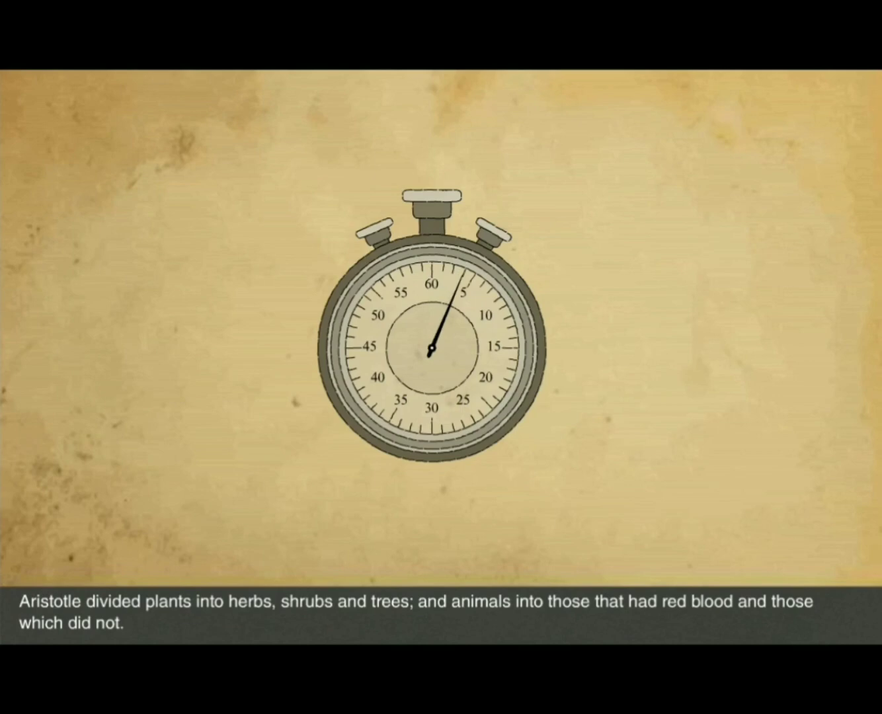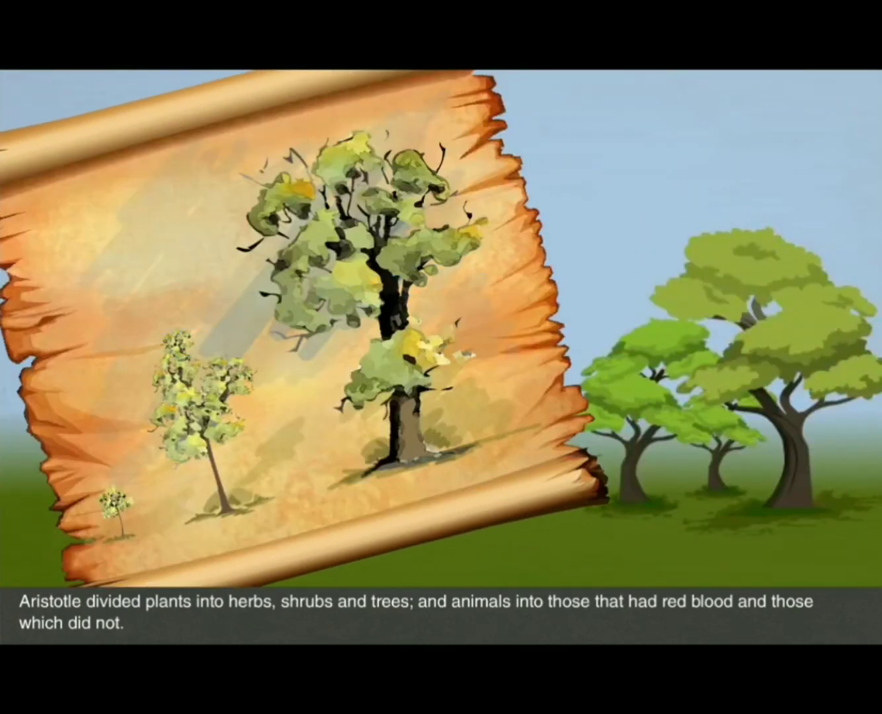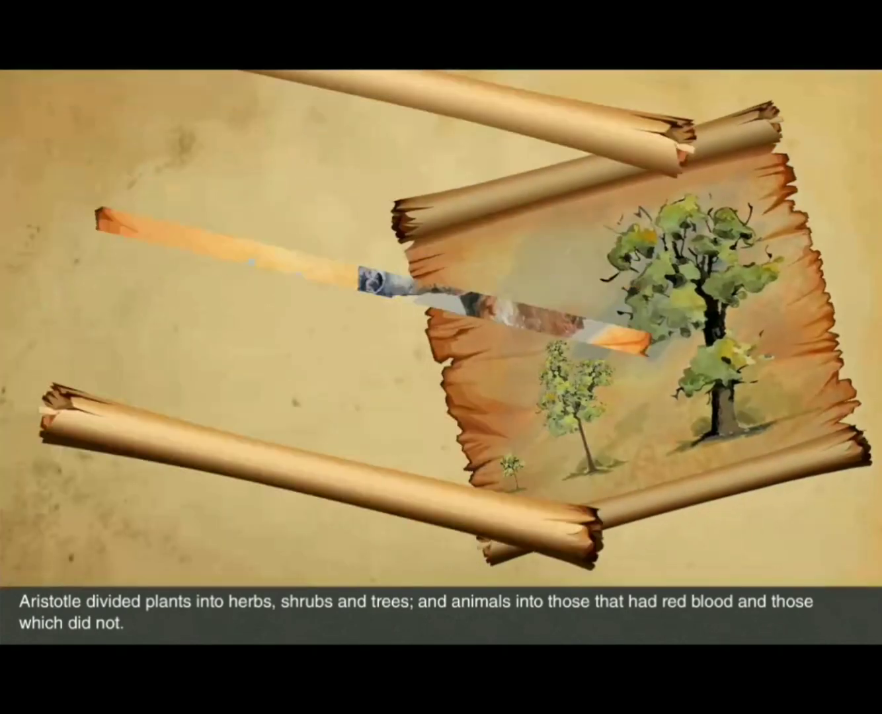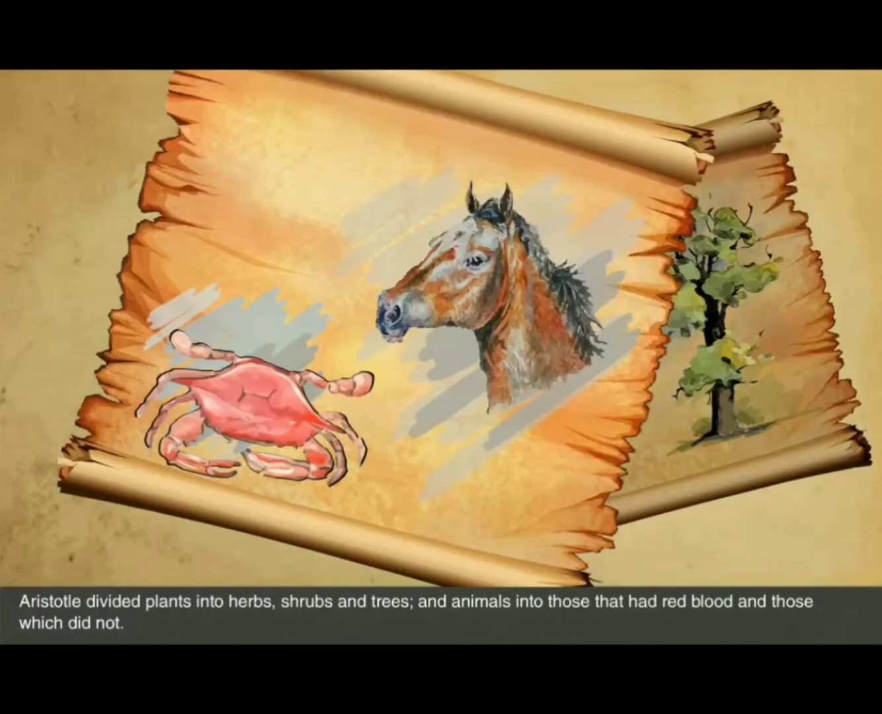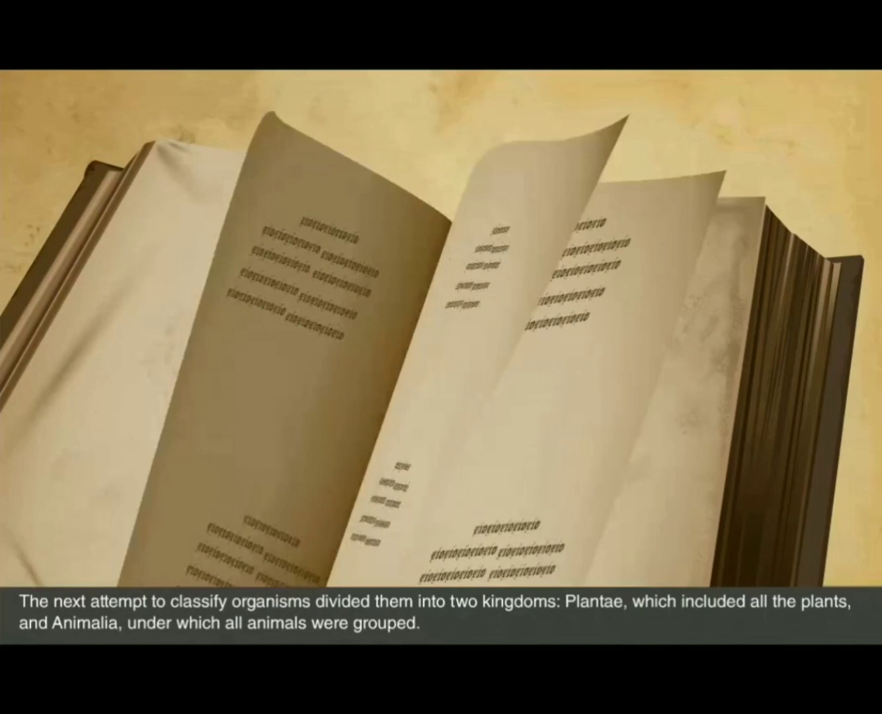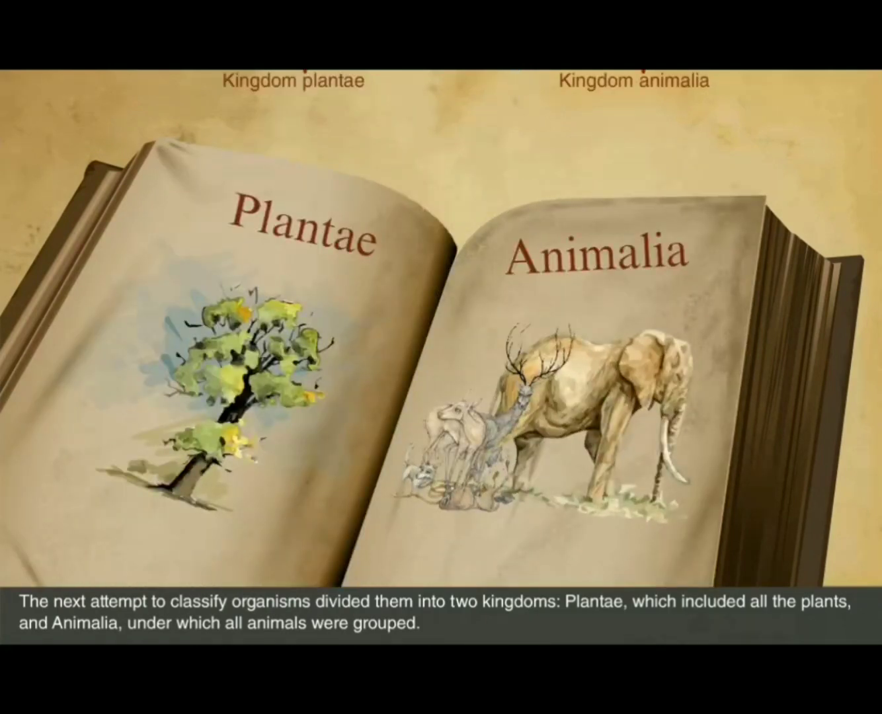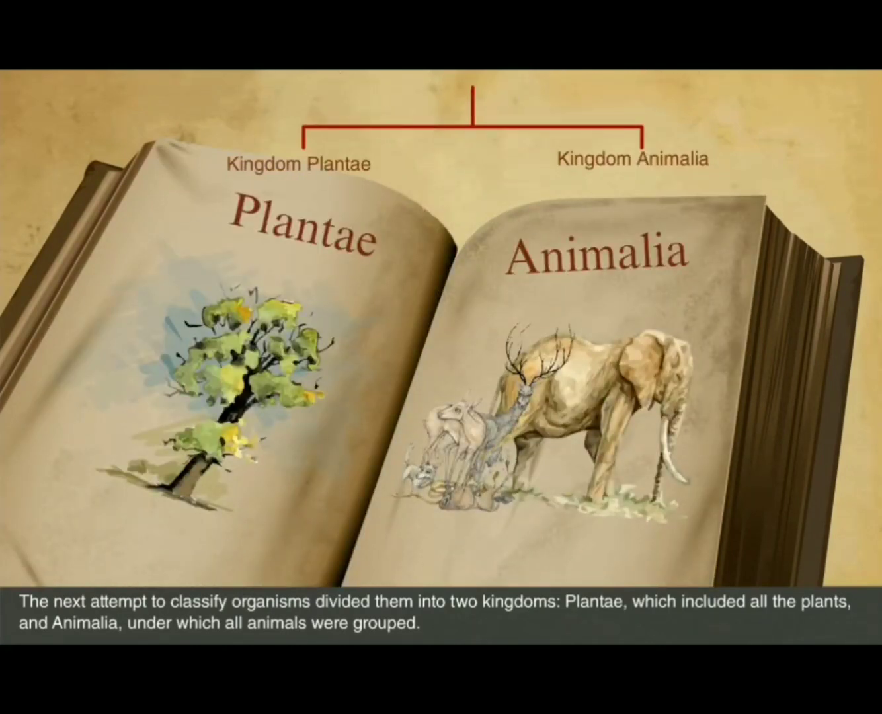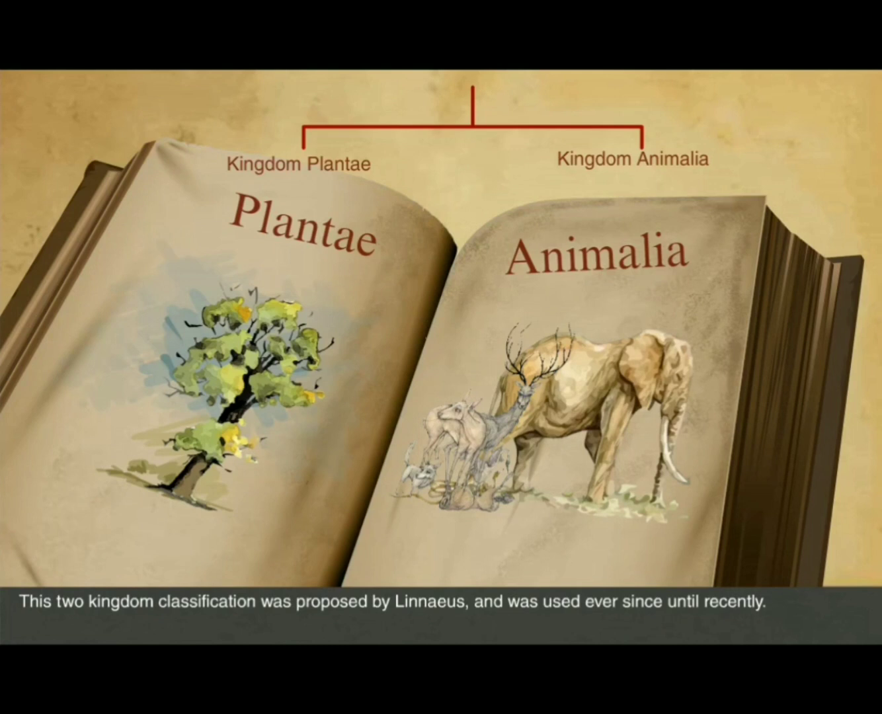Aristotle divided plants into herbs, shrubs, and trees, and animals into those that had red blood and those which did not. The next attempt to classify organisms divided them into two kingdoms: Plantae, which included all the plants, and Animalia, under which all animals were grouped. This two-kingdom classification was proposed by Linnaeus and was used ever since until recently.